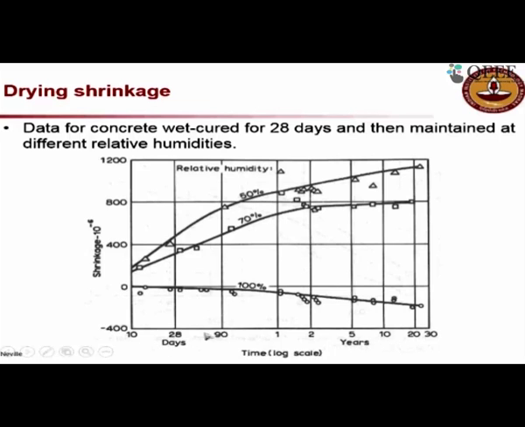Now this data shows the shrinkage as a function of time. What you're seeing here is data collected on an old concrete for about 30 years. You can see when you soak the concrete, there is a slow swelling happening in the concrete. And when you keep the concrete at about 70% humidity, there is some shrinkage, but this is flattening, meaning there is a maximum shrinkage which is being experienced by this concrete. In about 20 years, it's reaching that maximum level.